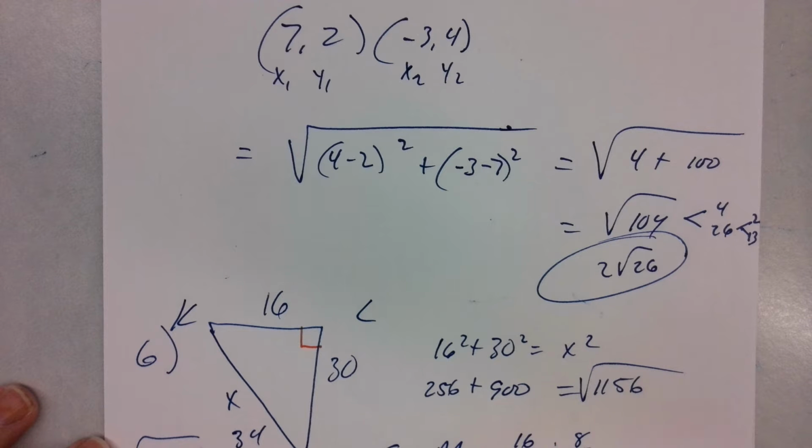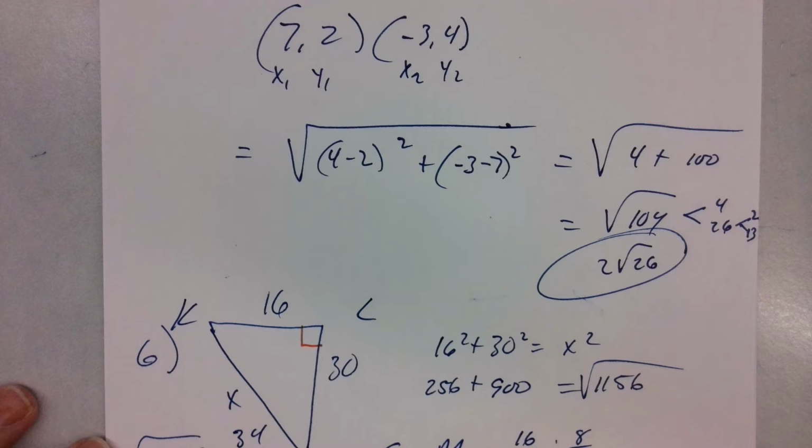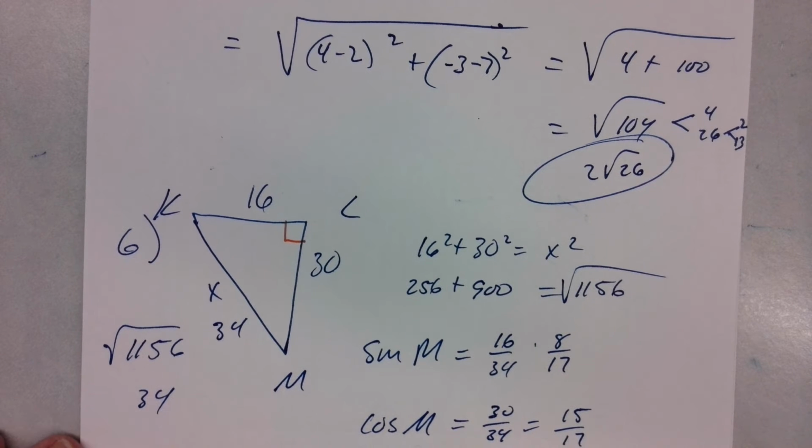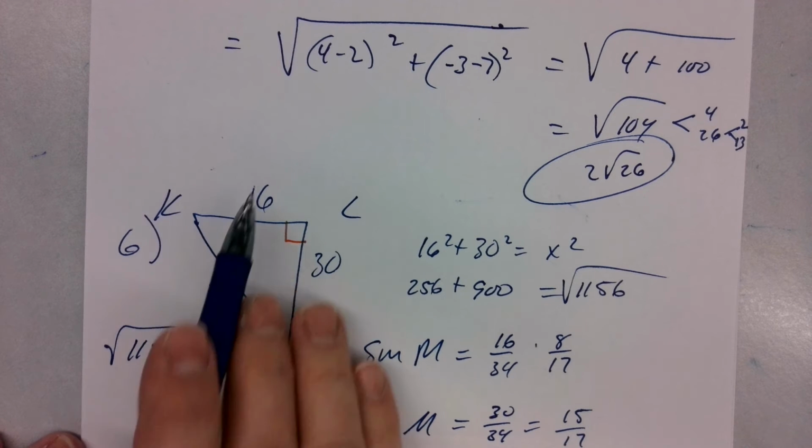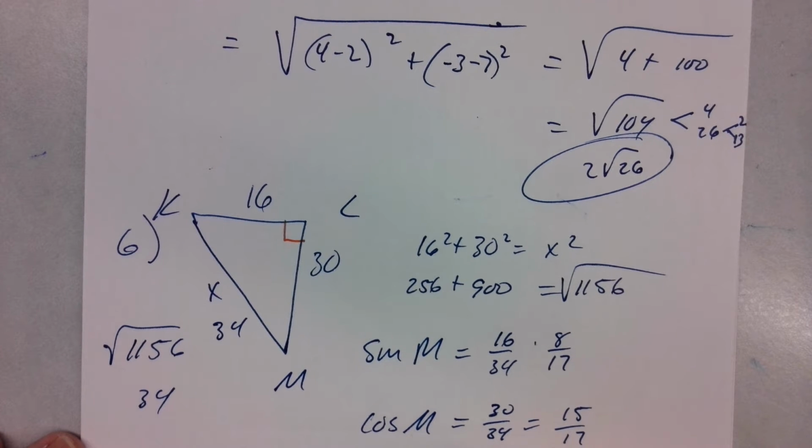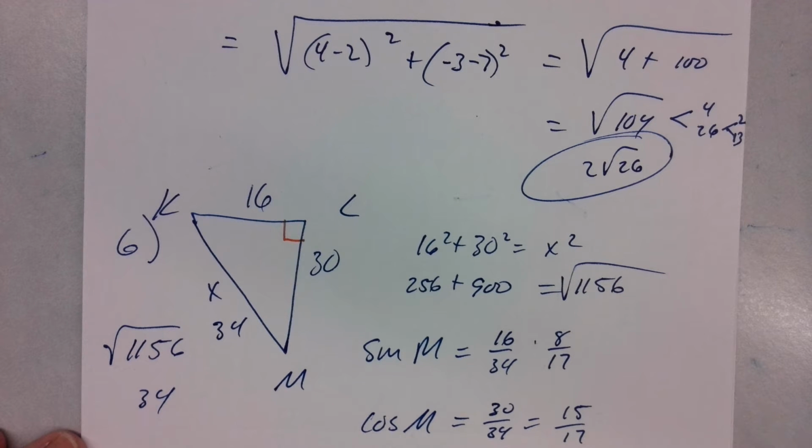Okay, and then it wants the cosine of M. Cosine of M, that's going to be 30 over 34, but that's really 15 over 17, right? And then it wants the tangent of K. Well, here's K, tangent's opposite over adjacent, so that's going to be 30 over 16, which is 15 over 8, something like that.